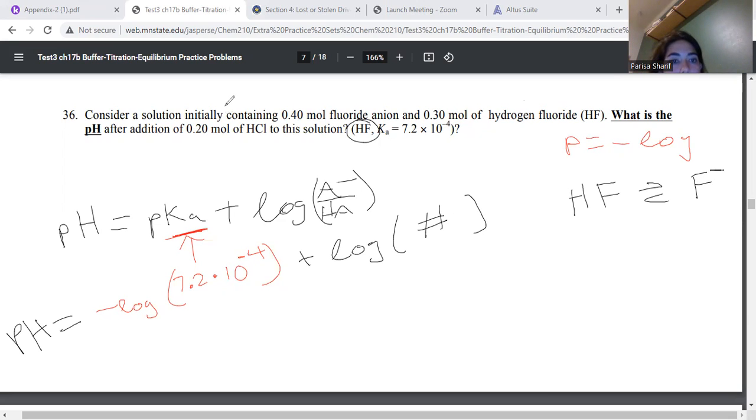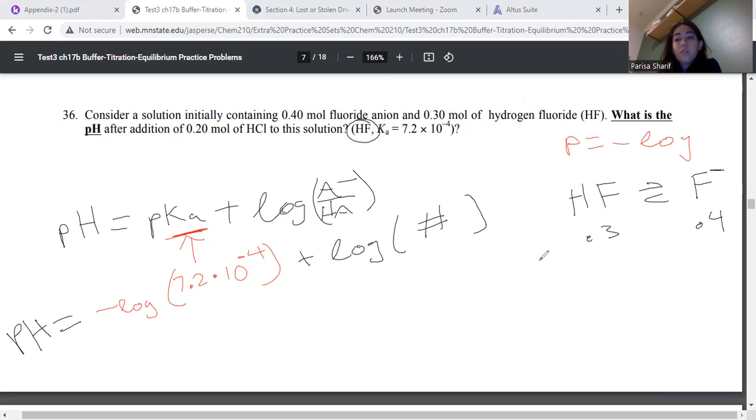So it said initially it has 0.4 moles of fluoride and then 0.3 moles of HF. And then we add 0.2 moles of HCl to the solution. So what I like to do is, when I write an acid being added or a strong base being added, I like to deal with one thing at a time.